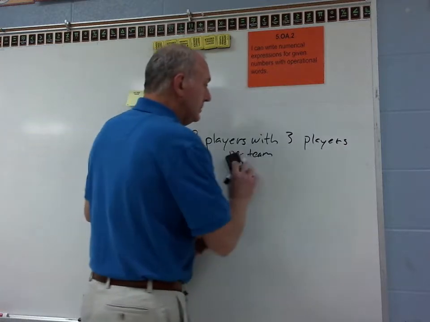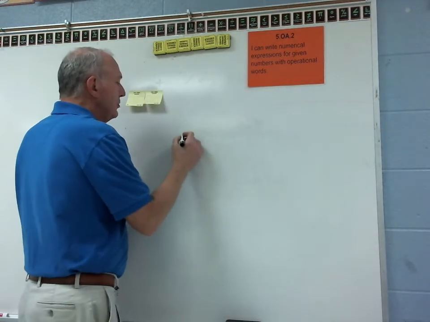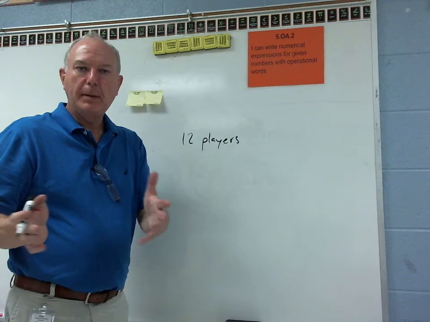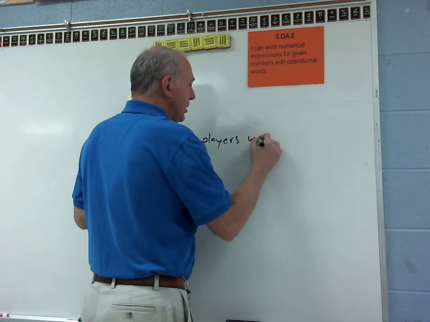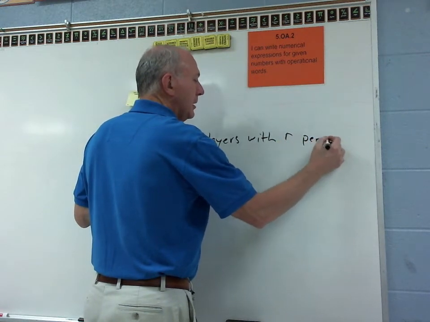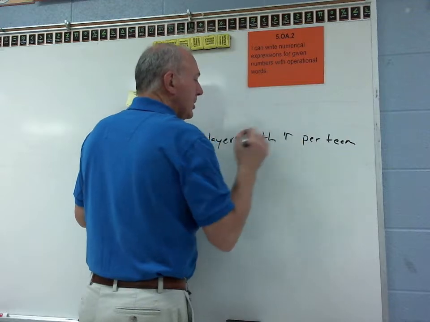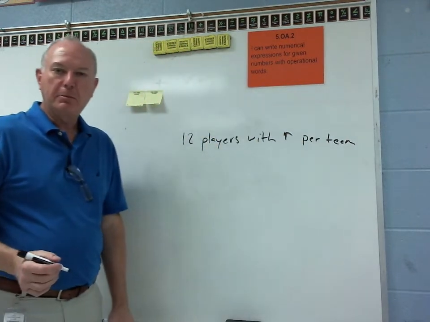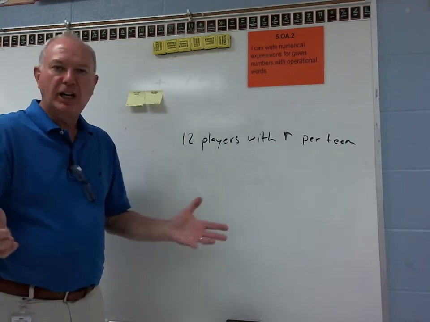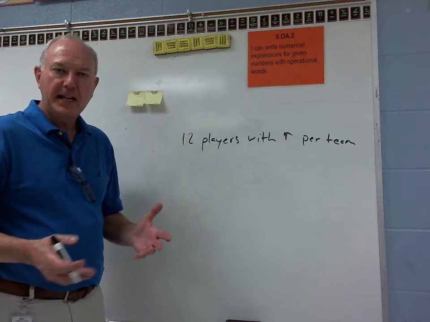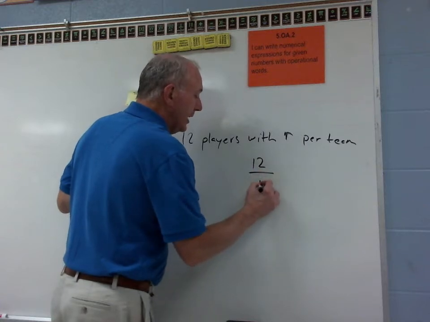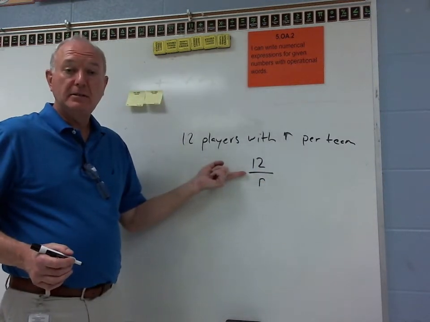Okay, let's try another one. If I have 12 players, and I don't know how many per team, I'm going to use a variable: R number of players per team, the letter R, that's our variable. How would you write that as an expression? You'd write it like this: 12 divided by R. The bar means divide.